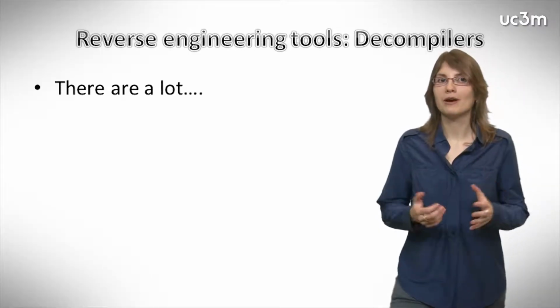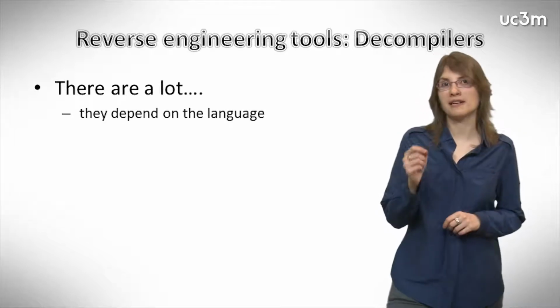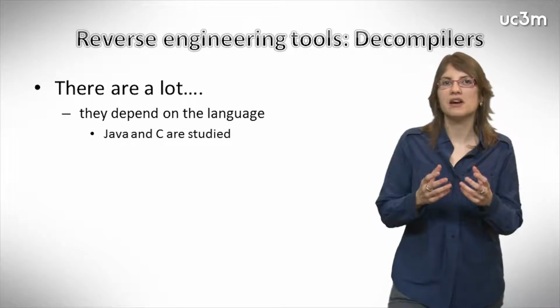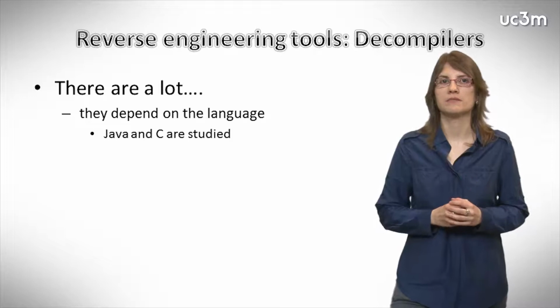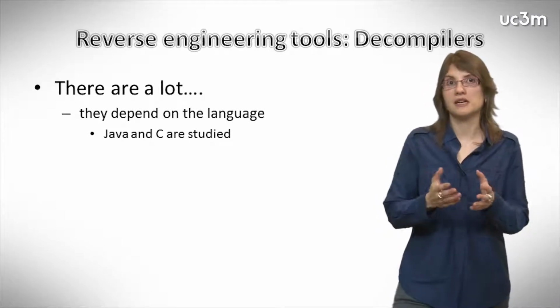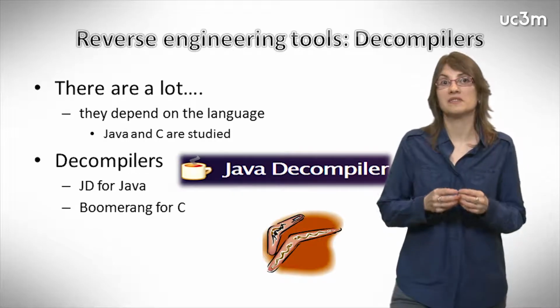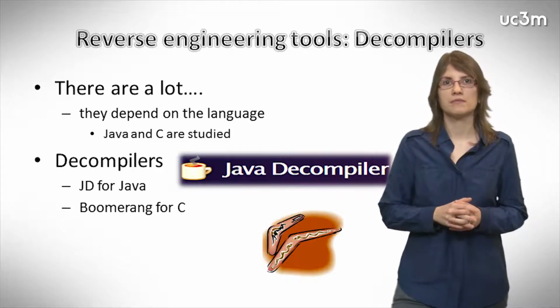There are multiple decompilers. In most cases, each of them focuses on a particular programming language. Here, we are going to focus on Java and C for being two of the most well-known programming languages. Also, there are multiple alternatives, either for C and Java. One possible alternative is the use of JD for Java language and Boomerang for C language.